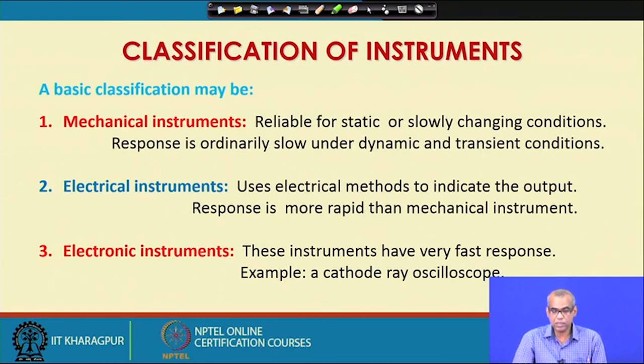Electrical instruments use electrical methods to indicate the output. Response is more rapid than the mechanical instruments. Electronic instruments have very fast response. Example, a cathode ray oscilloscope. Its response may be in nanoseconds.